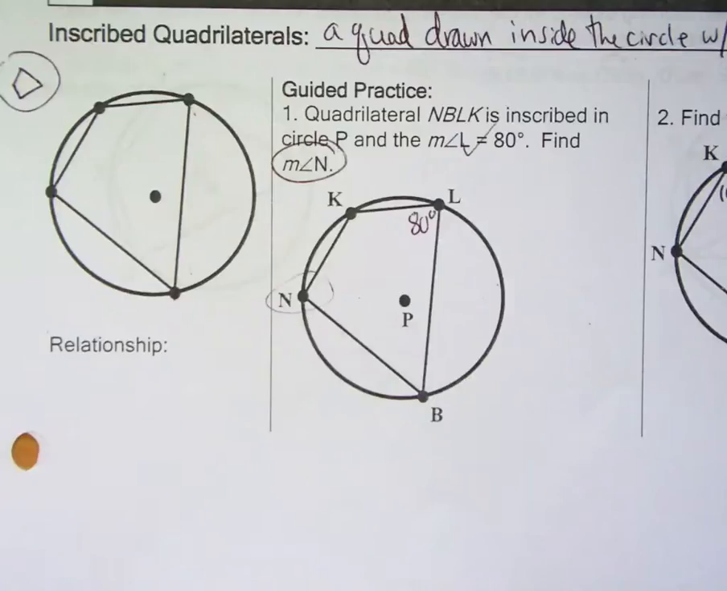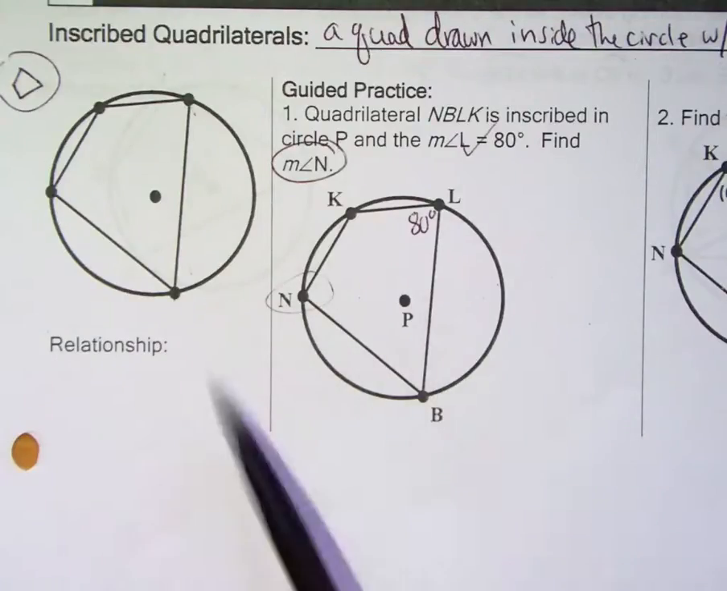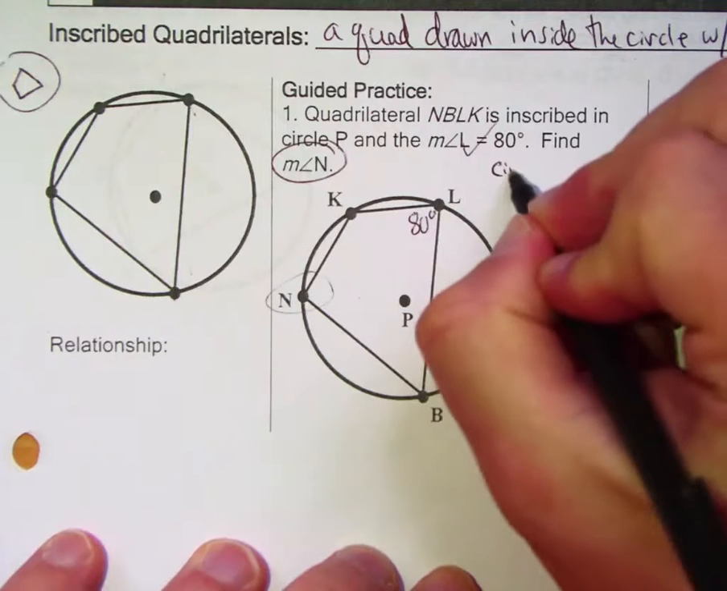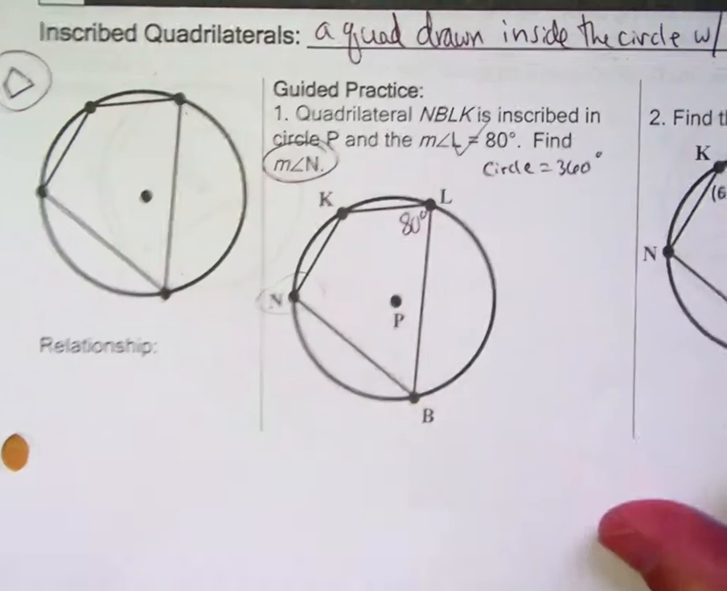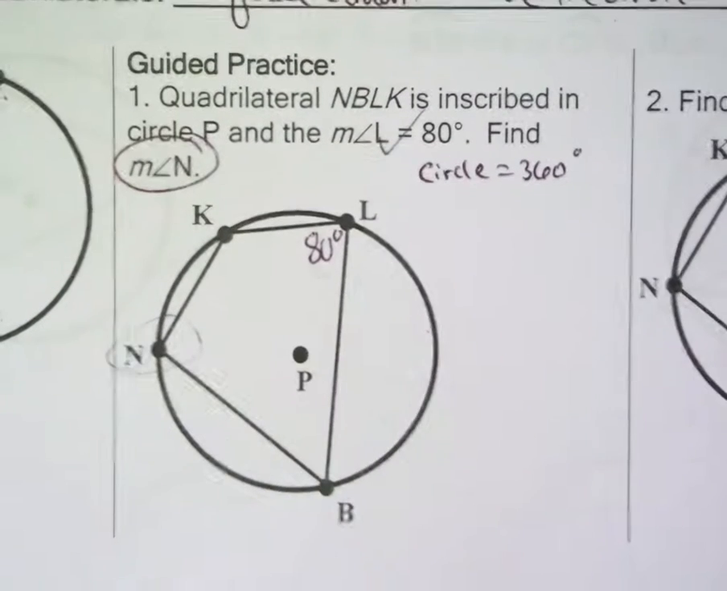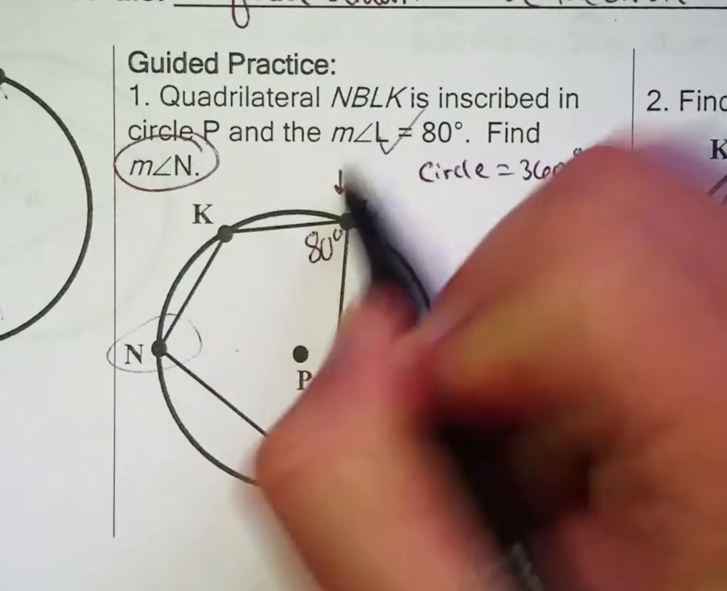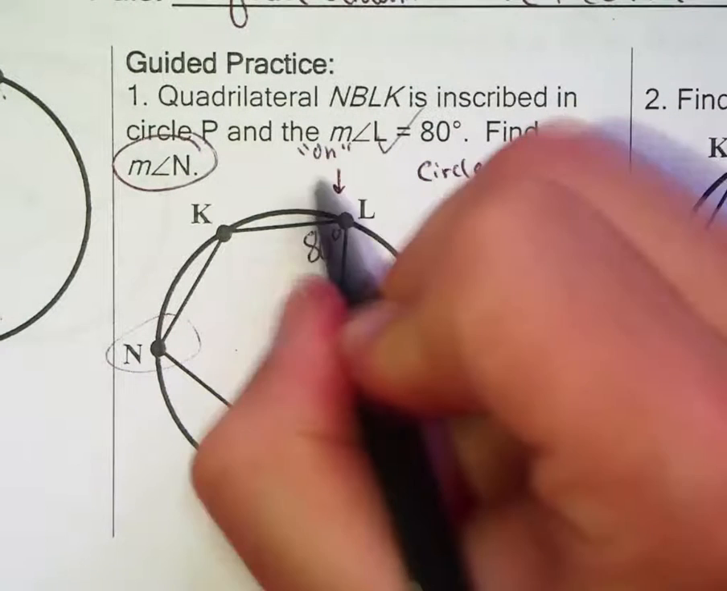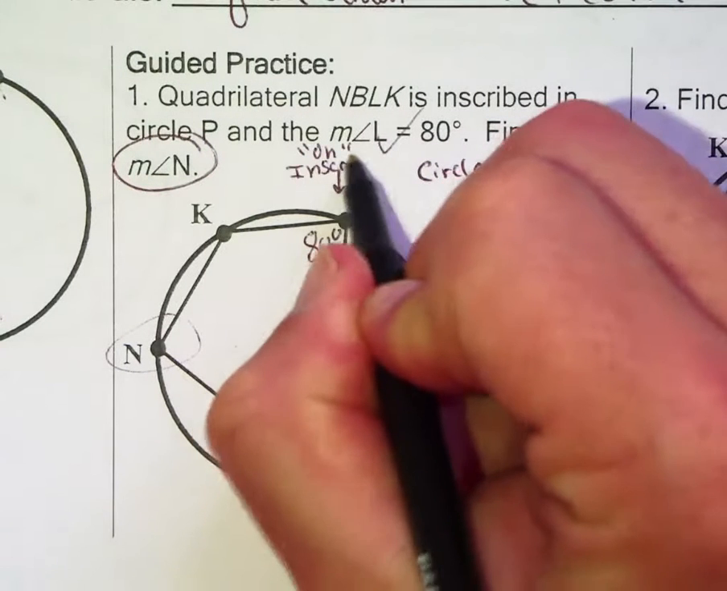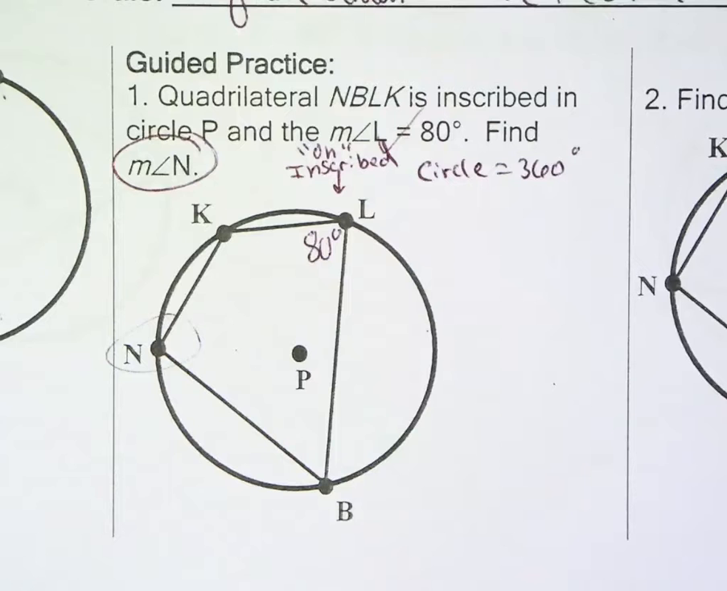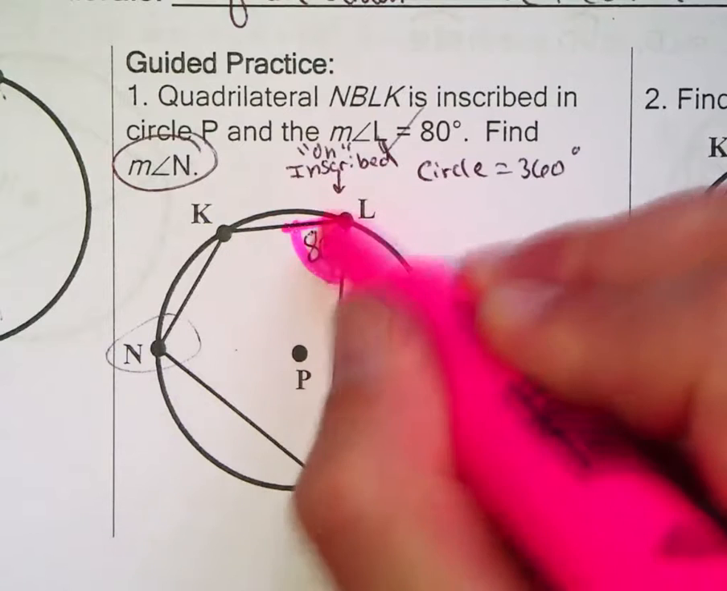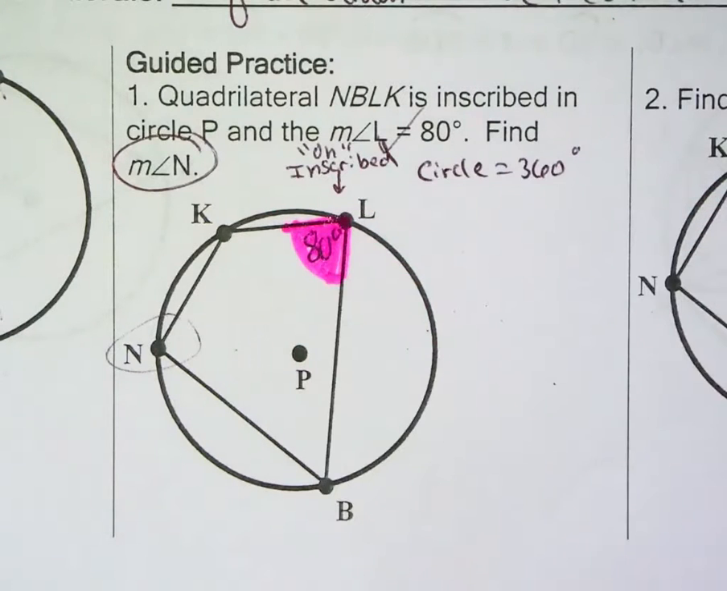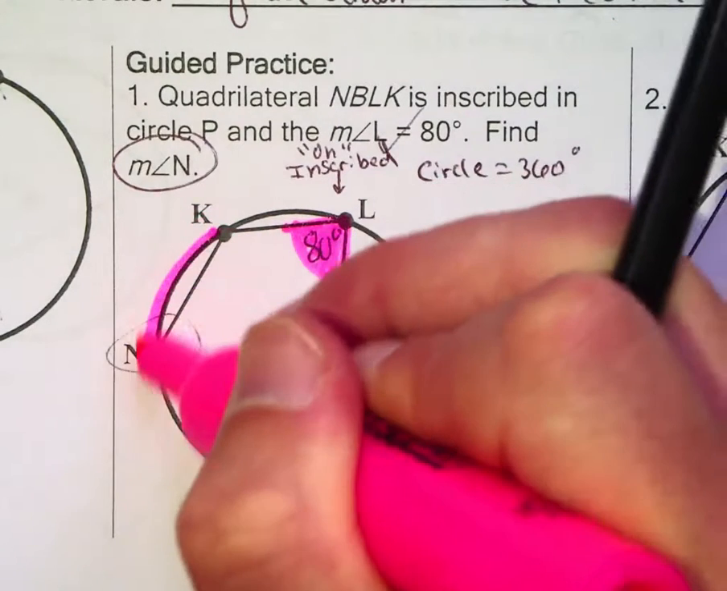We got to zoom out a little bit and think of some other relationships we know. For example, how many degrees in the whole circle? Well, a circle is equal to 360 degrees. Okay. So what else do we know after that? Well, angle L happens to have its vertex on the circle, so this is inscribed. So if that's inscribed and this is 80, let's go ahead and turn the light on here for angle L.